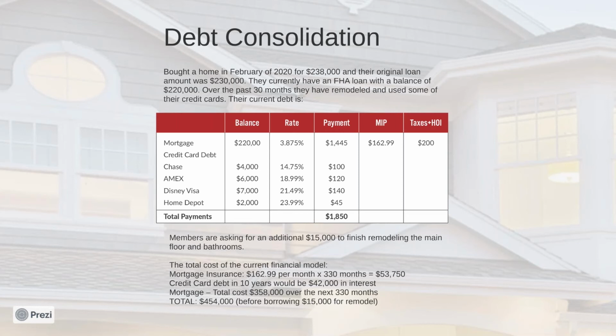The member was also asking for an additional $15,000 to finish remodeling the main floor and the bathrooms. So when we go through the total cost of their model, they're going to be paying, over the lifetime of the loan, the credit card interest. We look at what the total cost is going to be if they stay with their current format for their finances. We looked at this and we knew right away that we could make some subtle changes so that they could accomplish their goals and really restructure their finances.